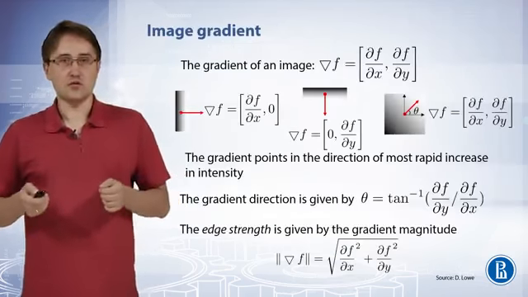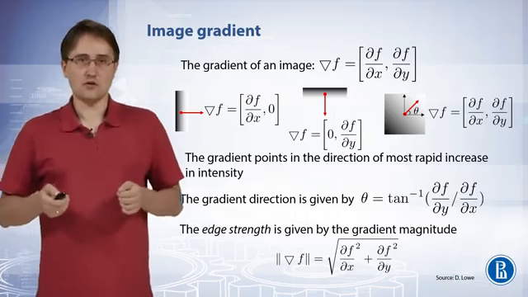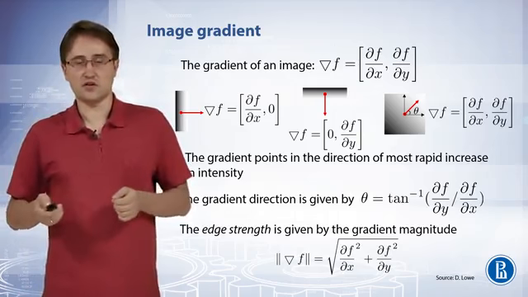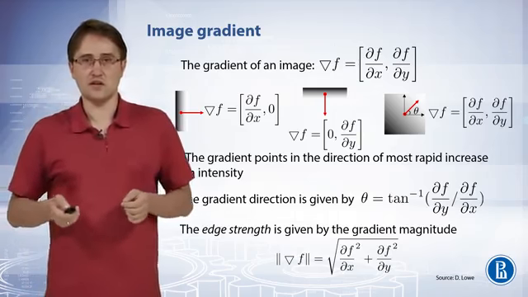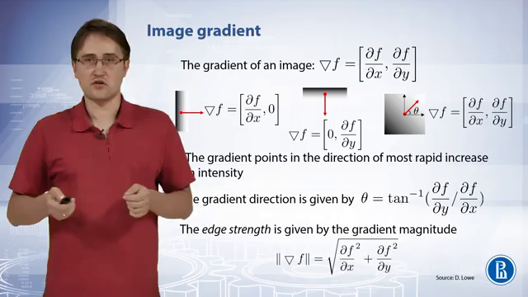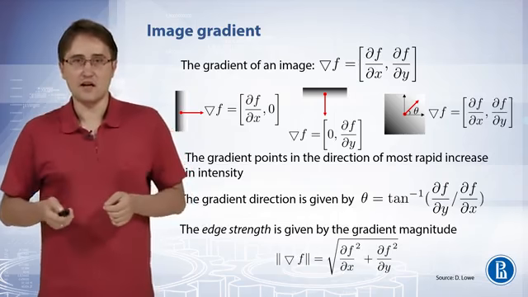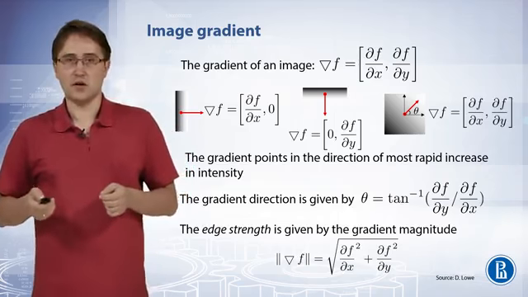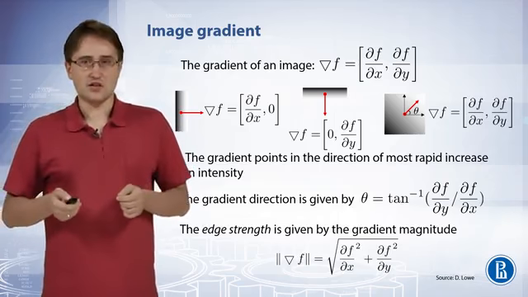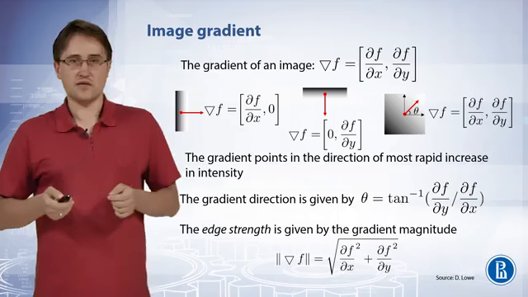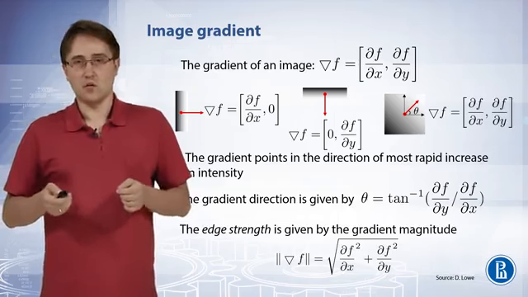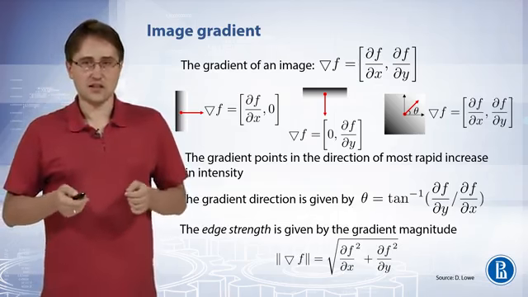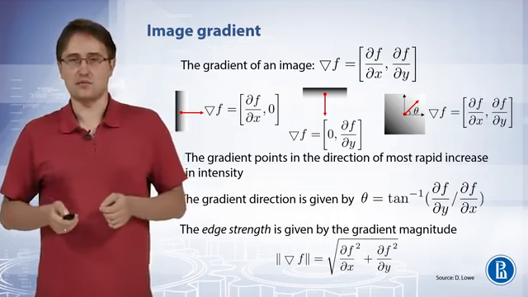Because image is a two-dimensional function, we need to calculate image gradients as a vector of partial derivatives of image intensity function. So image gradient is a vector where first element is partial derivative of f by x and second element is partial derivative of f by y. The gradient direction is given by arctan of partial derivative of f by y over partial derivative of f by x. The edge strength is given by the gradient magnitude.